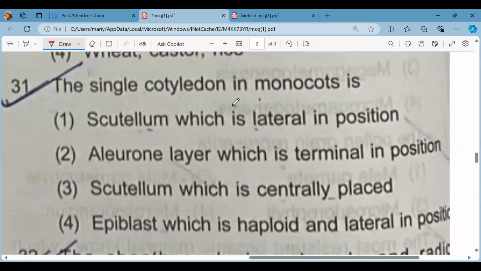Now the single cotyledon in monocots. You know that monocots just have one cotyledon, isn't it? So what is it called, which is lateral in position? Scutellum, which is lateral in position. Correct.